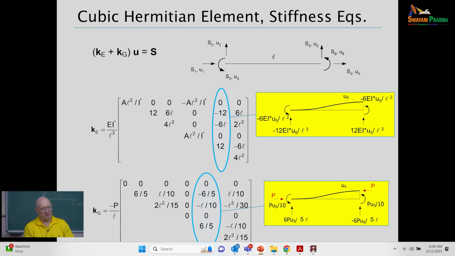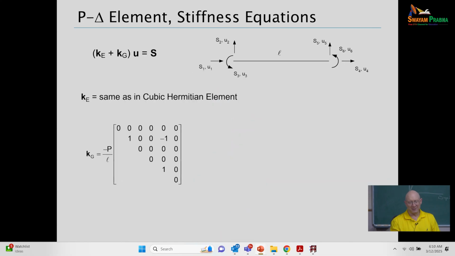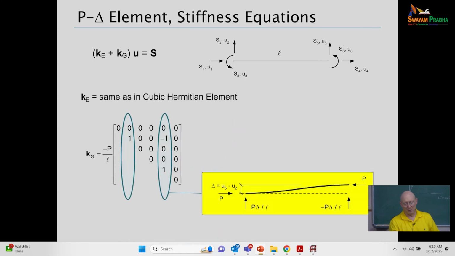So that's what's going on with the geometric stiffness matrix here. This is representing both P large delta and P small delta effects at the element level via the cubic displacement approximation. The cubic displacement approximation is giving me some bending displacement relative to the chord. The third element, P large delta, is basically the same elastic stiffness as what we just looked at, but we're going to use a different kg.